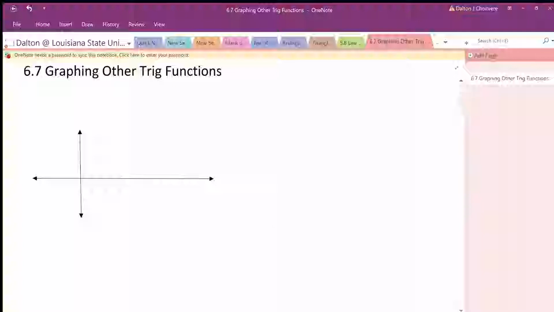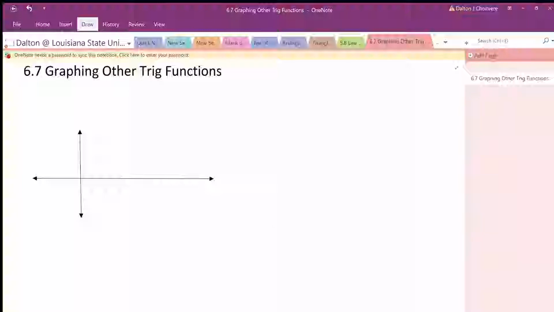This video covers 6.7, which is about graphing other trig functions. So we've mainly focused on how to do sine and cosine graphs so far this week, but of course we know that there are many other types of trig functions. So this video will cover them.